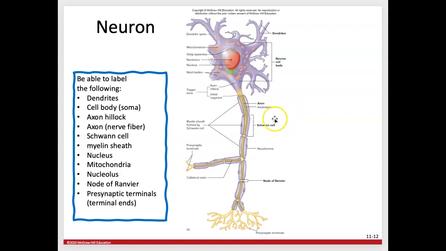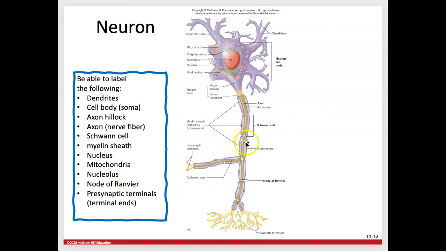In some neurons, we have Schwann cells that wrap themselves around the axon many times, like a paper towel roll around the center cone of the paper towel. When the Schwann cells do that, they form the myelin sheath, which covers the axon of some neurons. The myelin sheath is not found in all neurons.